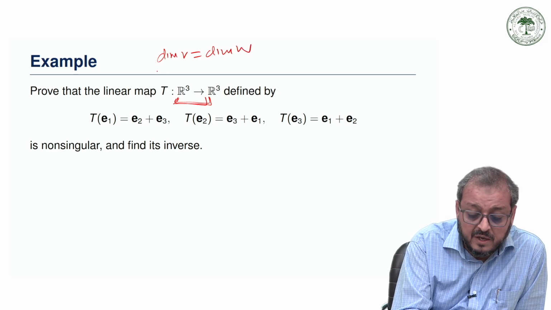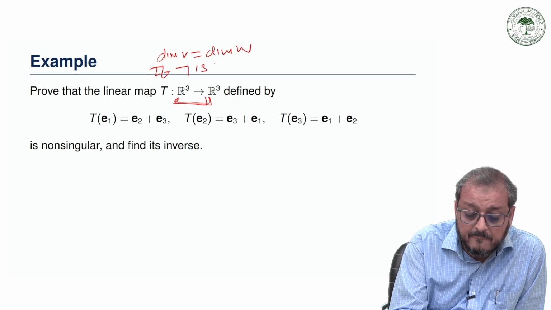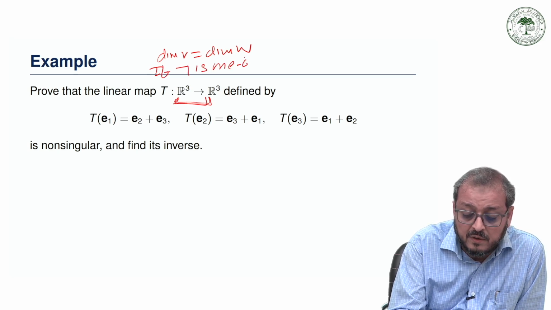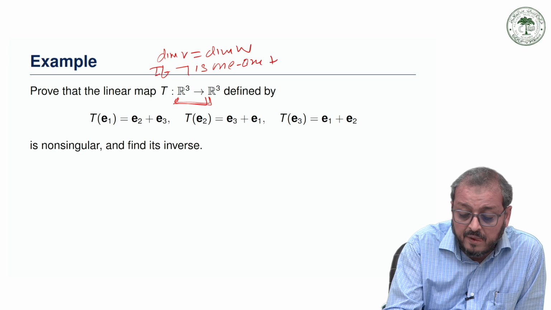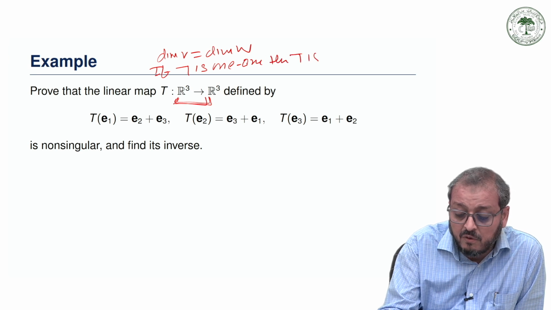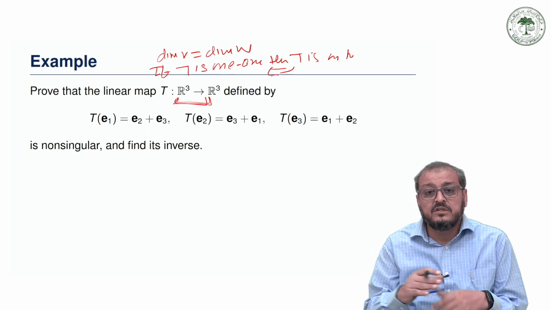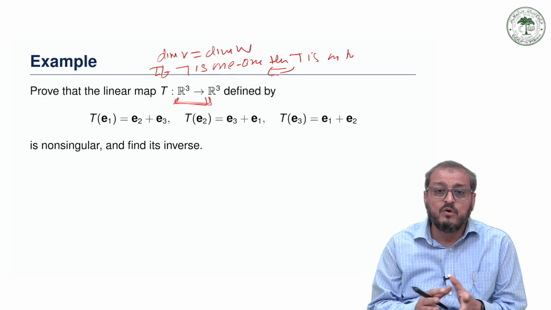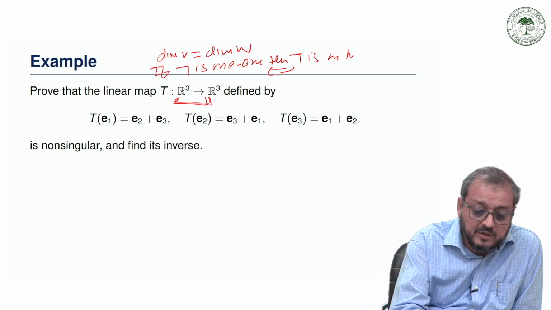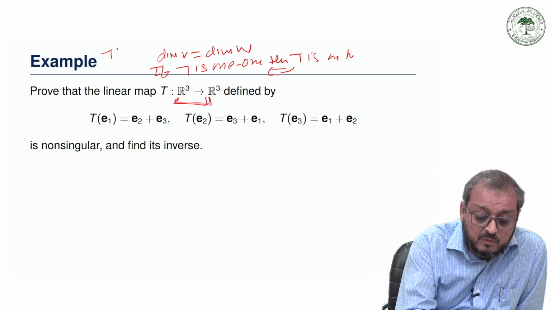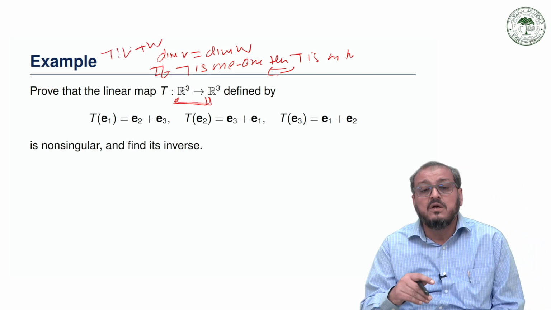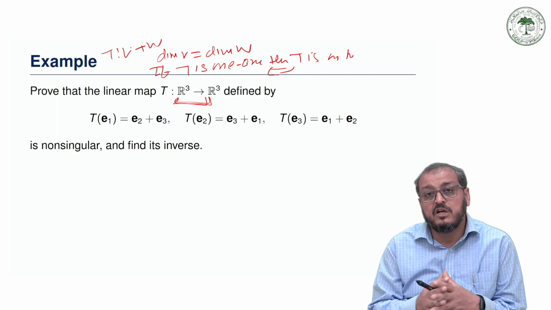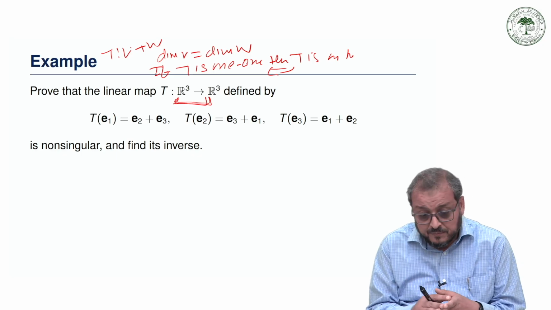Then if T is one-to-one, then T is onto. This is an if and only if condition: T is one-to-one if and only if T is onto, if we have a linear transformation T from V to W where both vector spaces have the same dimension.